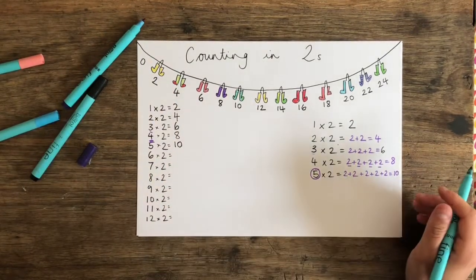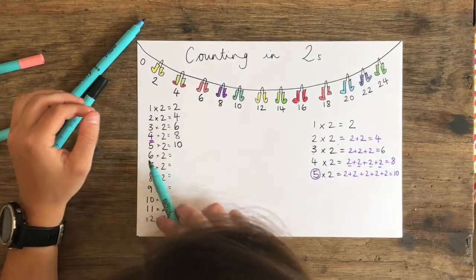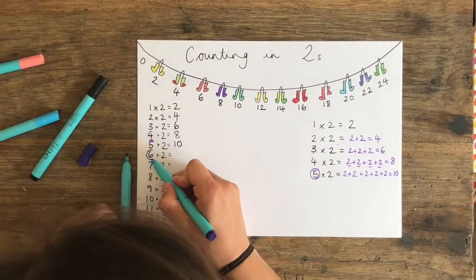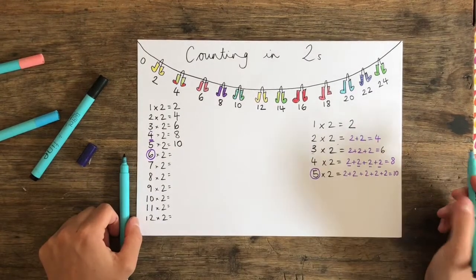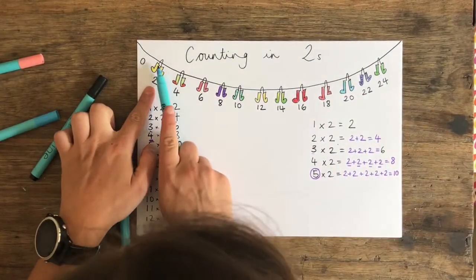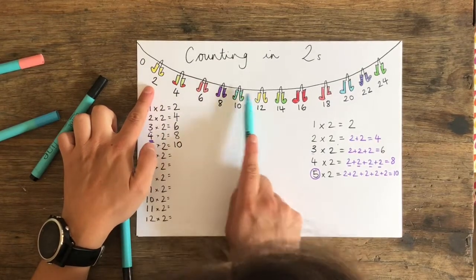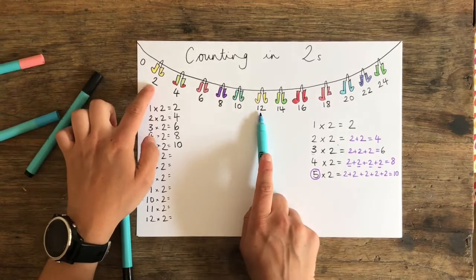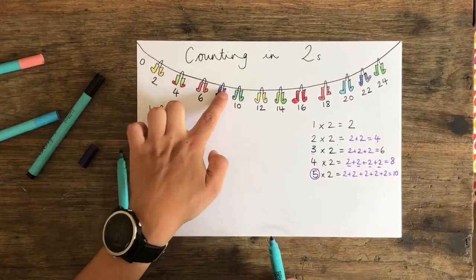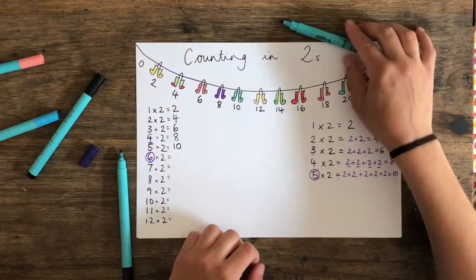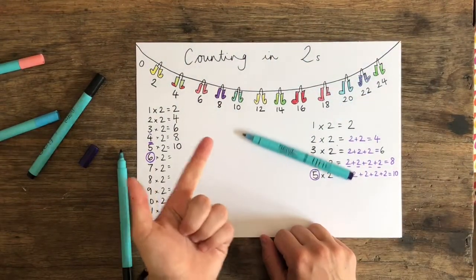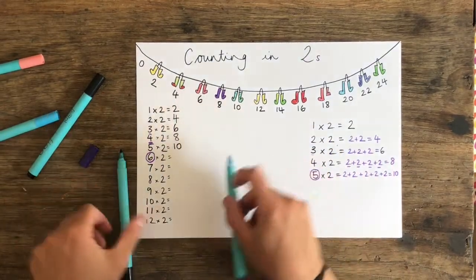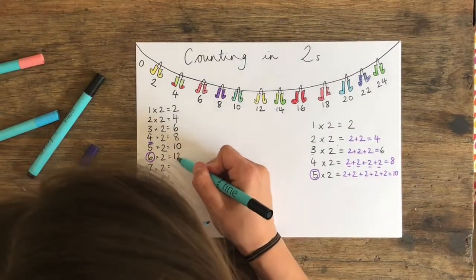6 times 2. Oh, the numbers are getting bigger. 6 times 2. How many pairs of socks do I have? I've got 6. So let's count the pairs of socks. 1, 2, 3, 4, 5, 6. So how many is that? 12. 2, 4, 6, 8, 10, 12. I could use my fingers. 2, 4, 6, 8, 10, 12. So 6 times 2 is 12.